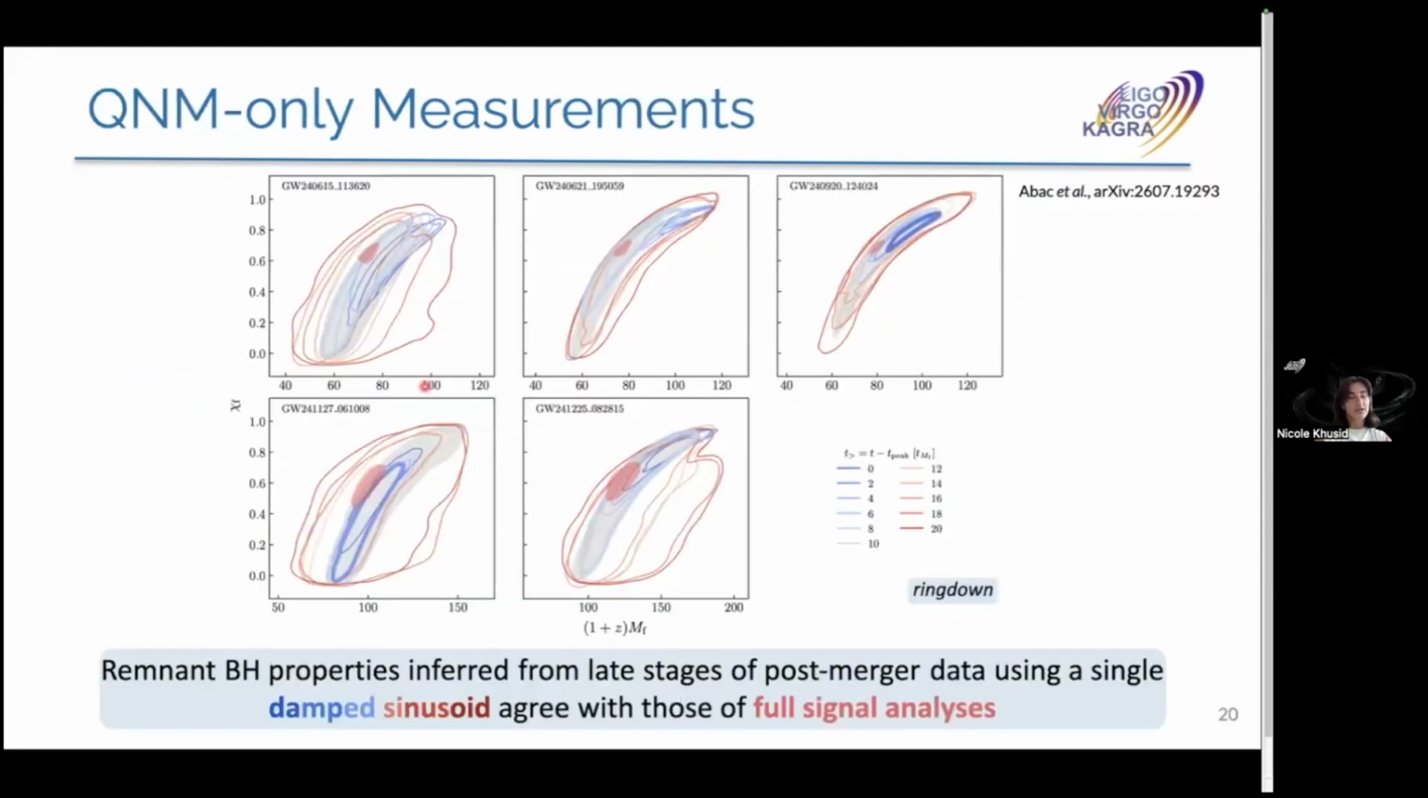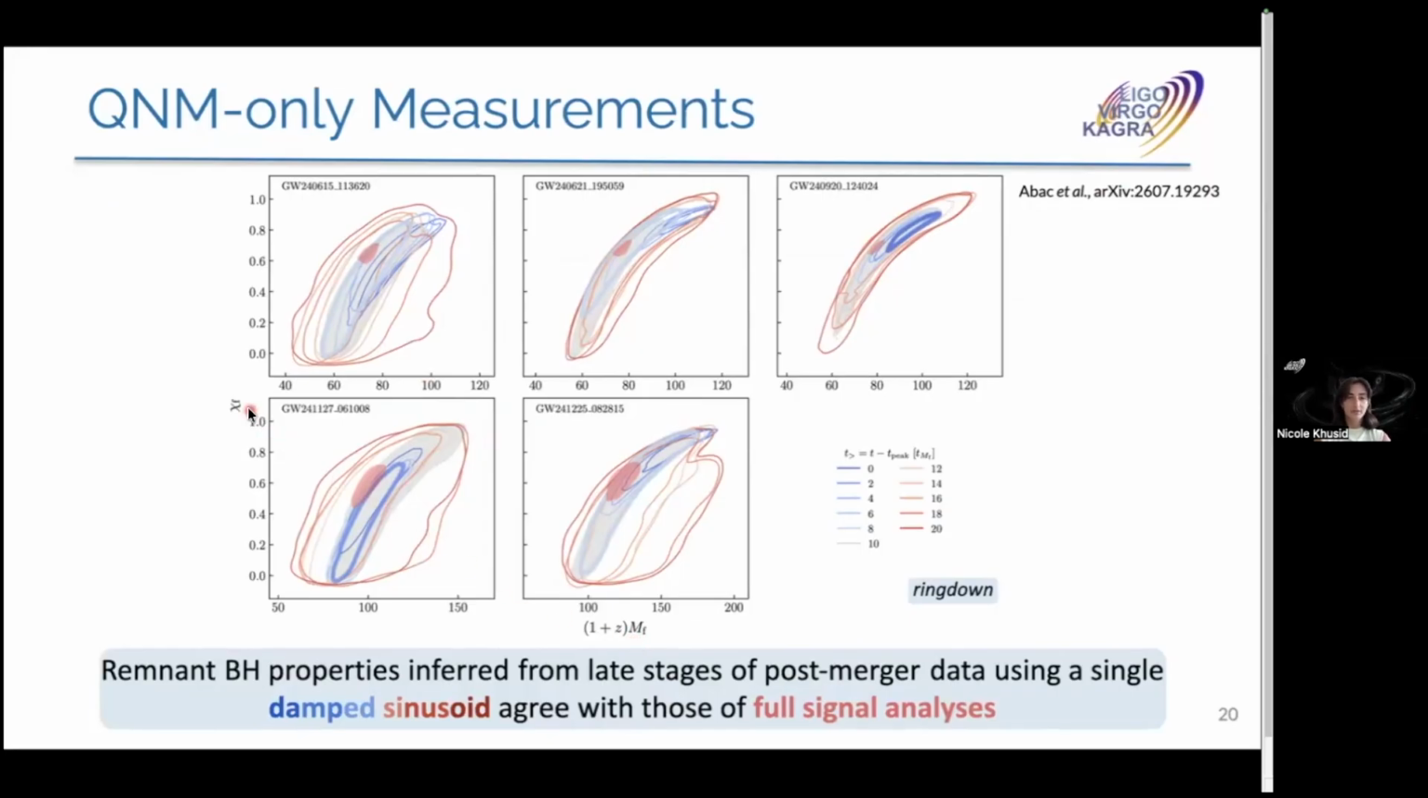On the next slide, I'll get into the results. First, we can assess the consistency of the measured remnant black hole properties that we get from just QNM-only analyses using the ringdown pipeline with those that we get from the full IMR analysis.